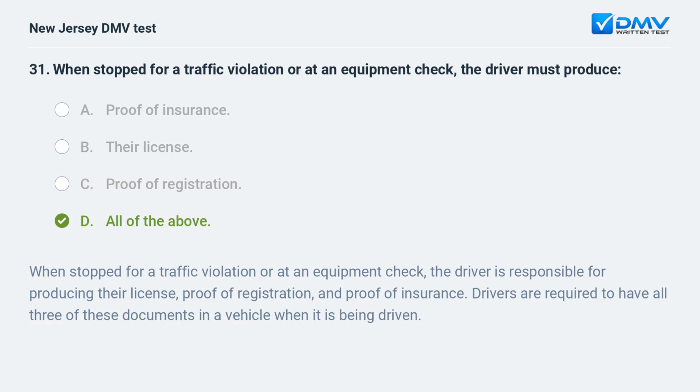When stopped for a traffic violation or at an equipment check, the driver is responsible for producing their license, proof of registration, and proof of insurance. Drivers are required to have all three of these documents in a vehicle when it is being driven.